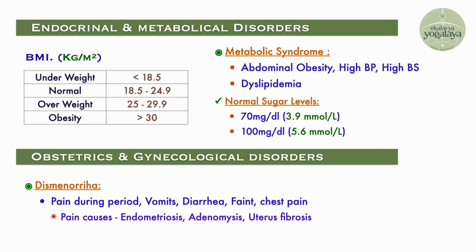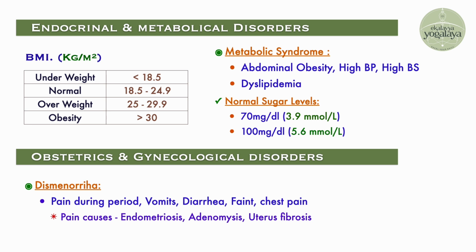Endocrine and metabolic disorders. If the BMI is less than 18.5, it is called underweight; between 18.5 to 24.9 is normal; between 25 to 29.9 is overweight; more than 30 is obesity. Main disorder name is metabolic syndrome, in which there is abdominal obesity, high BP and high blood sugar, also dyslipidemia. Normal sugar levels are between 70 mg to 100 mg.